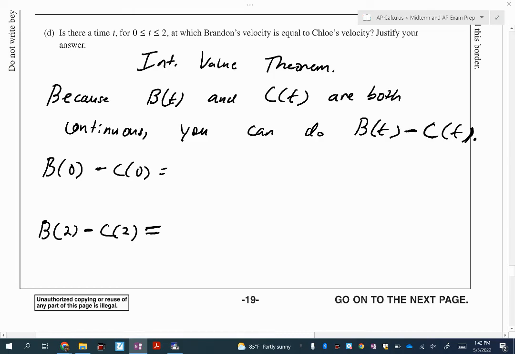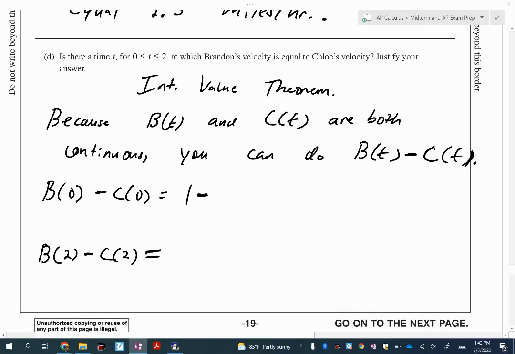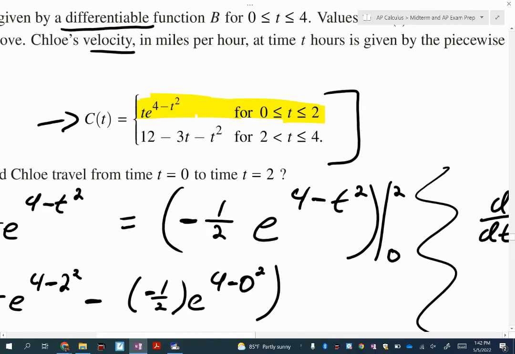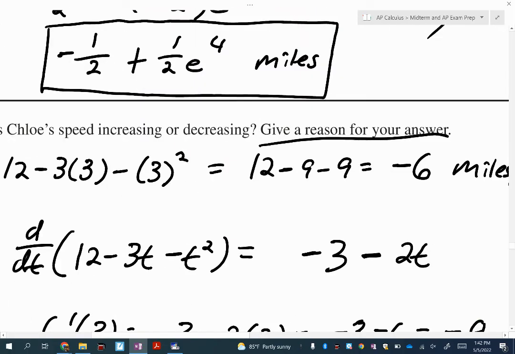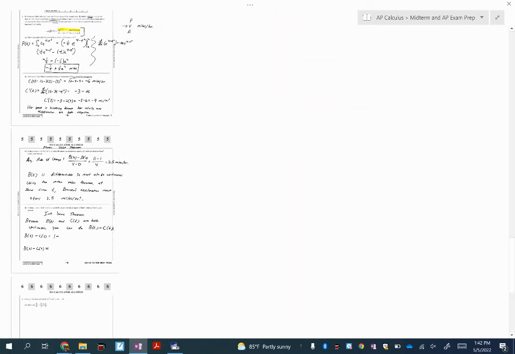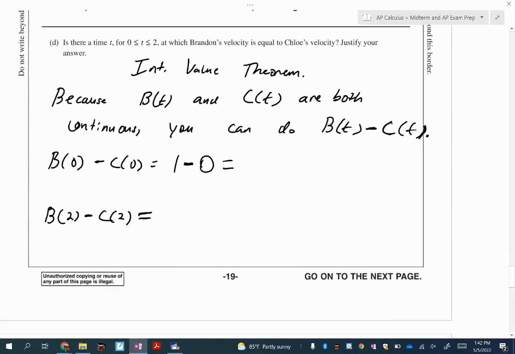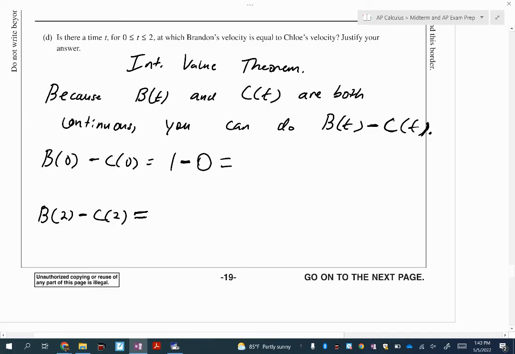Go to the table. At time t equals 0, what is Brandon's velocity? It's 1, right? You can show your work here, but I think we can do this mentally. If we plug in 0 for Chloe, which piece am I using? The one I've highlighted, right? So I plug in 0 here. What's 0 squared? 0. 4 minus 0, so e to the 4th power times 0. What's e to the 4th power times 0? It's 0. So if I subtract their velocities at time t equals 0, what do I get? I get a positive 1 mile per hour.